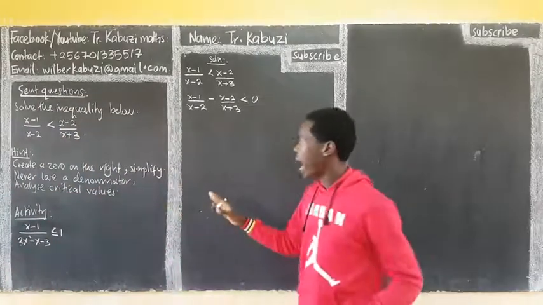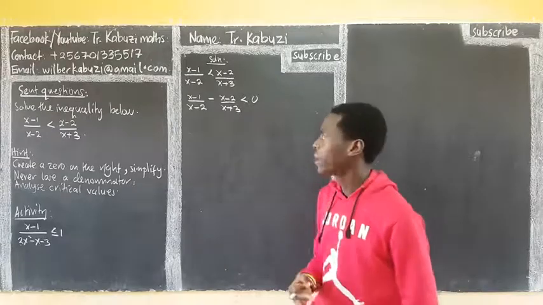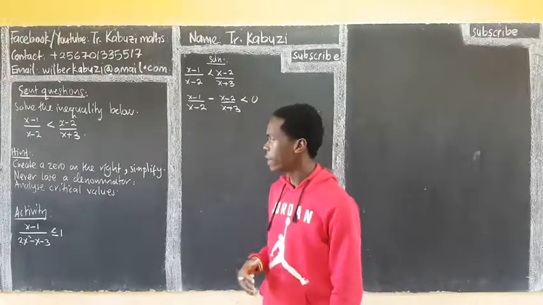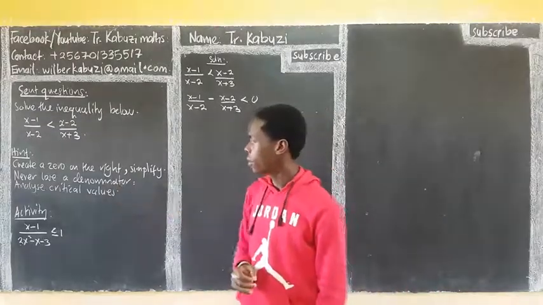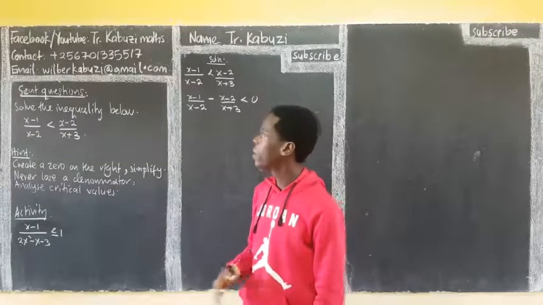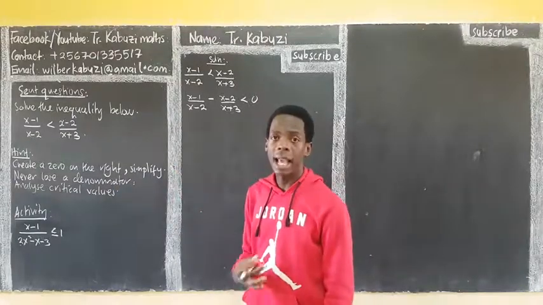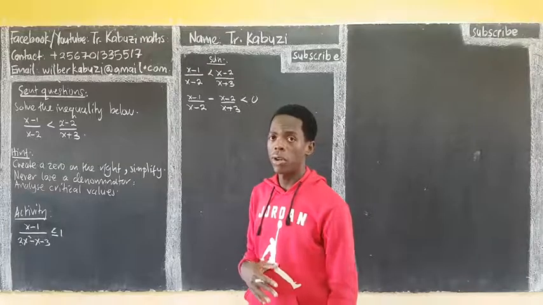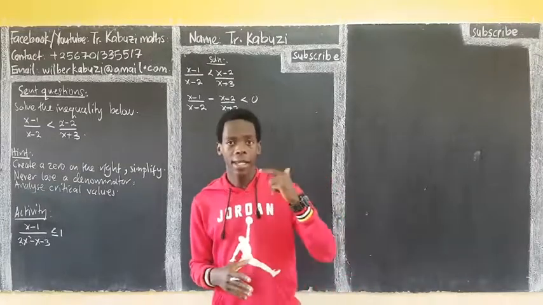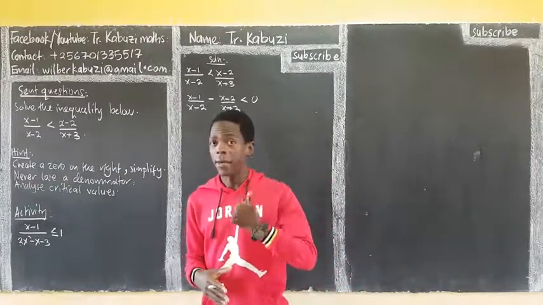Another example we have is this one. Like we saw in the first example, we create a 0 on the right and we simplify. So this was a question about inequalities. As I told you, we covered inequalities as a topic. The lessons are there in the playlists.